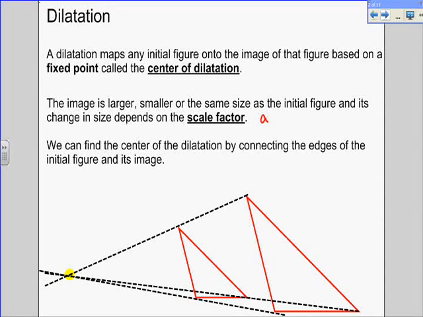So here we have an example of this. This black dotted line represents connecting the edges of the initial figure and its image. And we connect it backwards and we find our center. So our center is highlighted here. And that's basically the starting point, or the center, of our dilatation.